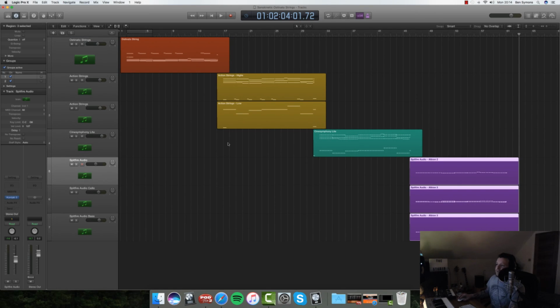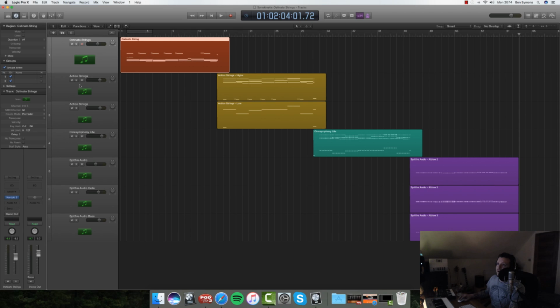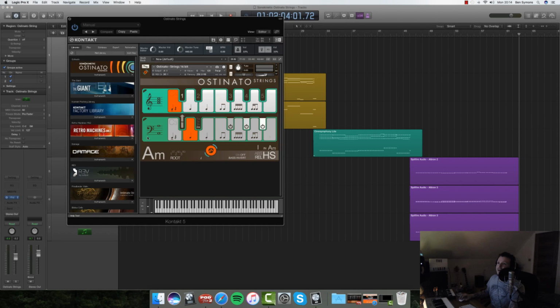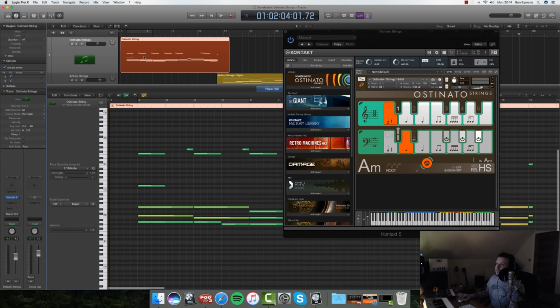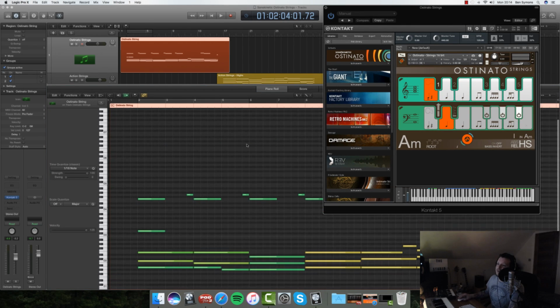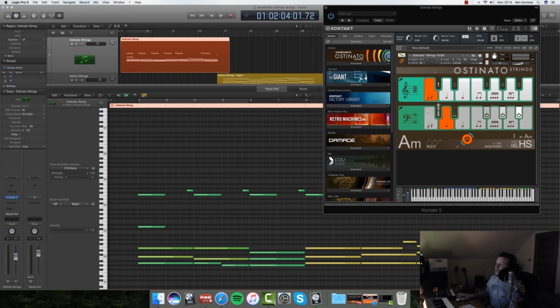So, interestingly, I actually really like the sound of Ostinato Strings. The thing that bugs me, maybe because it's new and it's going to take me a while to get used to, is that I'm not a piano player, so I don't know all the chords in the world. This is very chord based, so it's not going to trigger a sample if you hit one note. You have to hit a chord, and if it doesn't know that chord, no sound will happen. So you need to know your stuff for it to be any good.